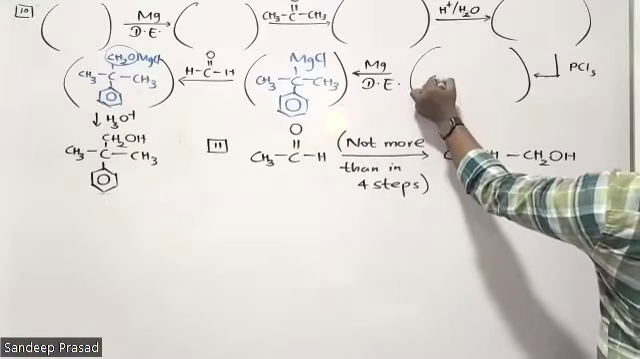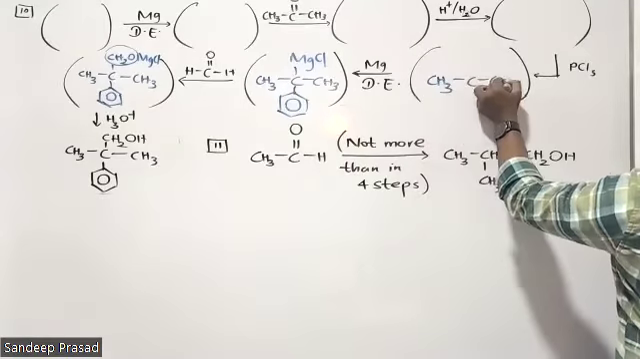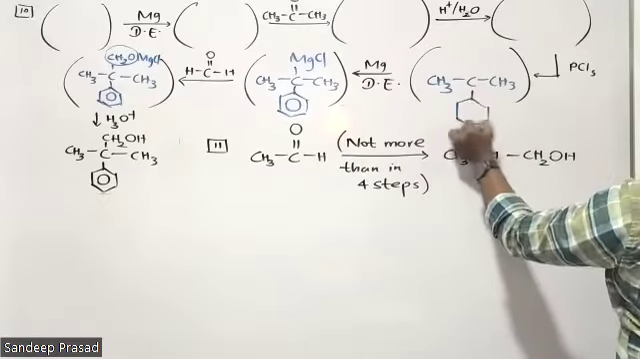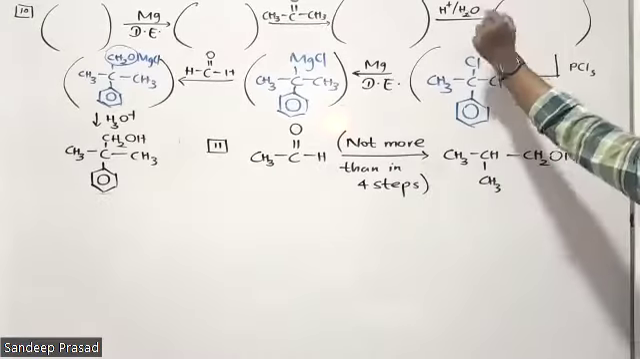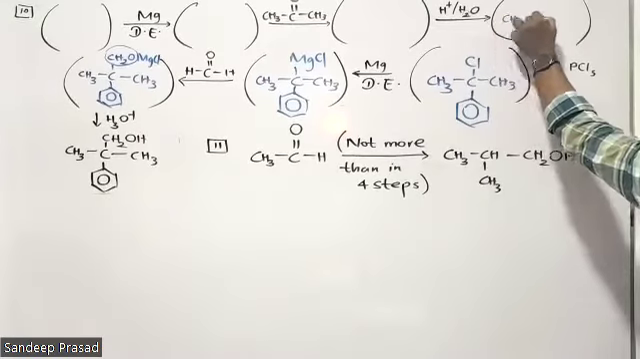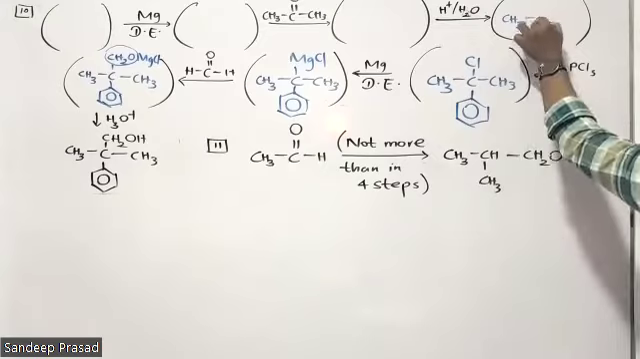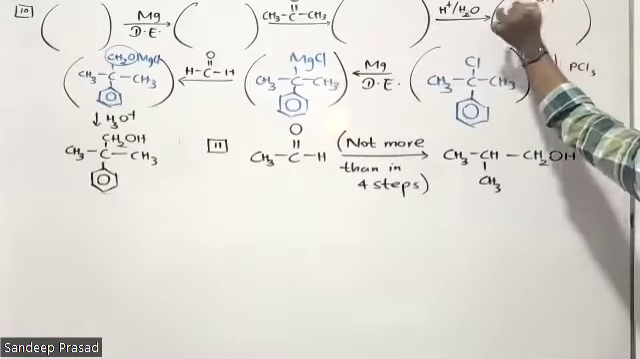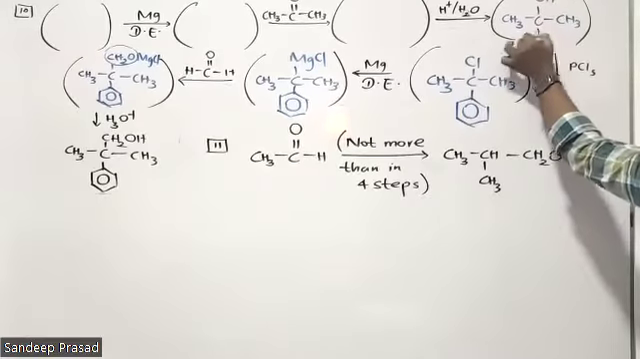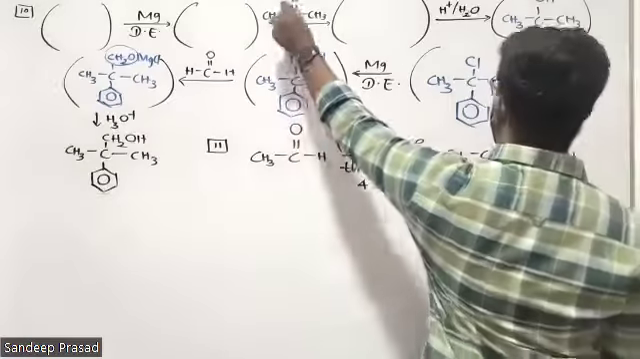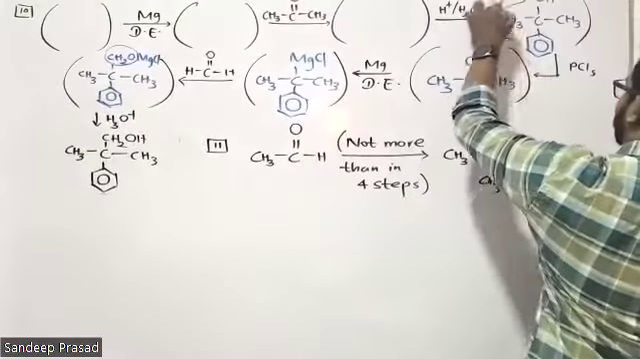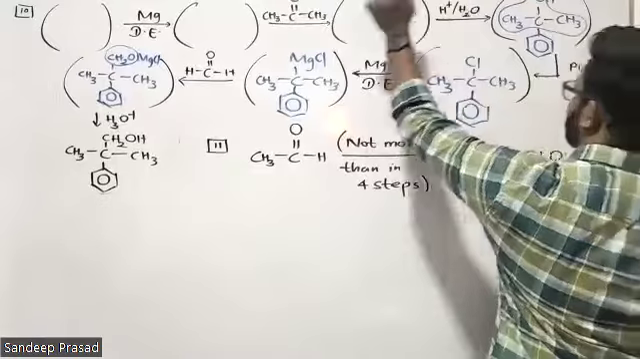Then magnesium is added for the alkyl halide, tertiary alkyl halide. H3O plus. So therefore, here OH, that alcohol can be converted into alkyl halide, right? And this is the ketone they have added. You can clearly see that. So the ketone group is like this.